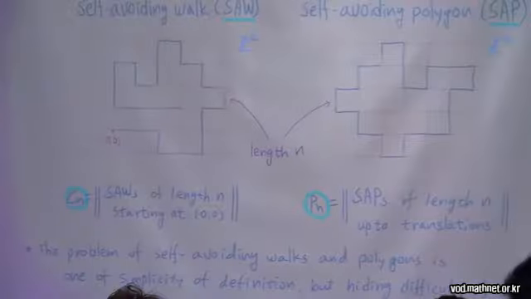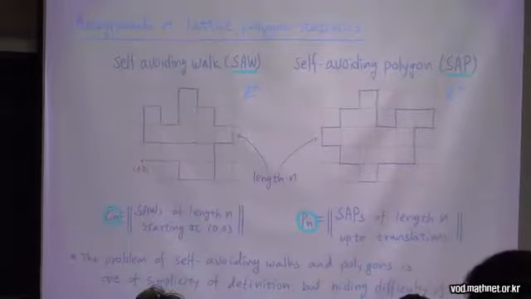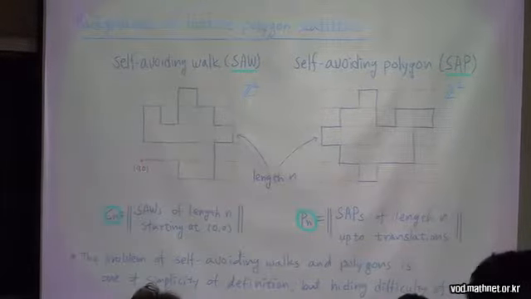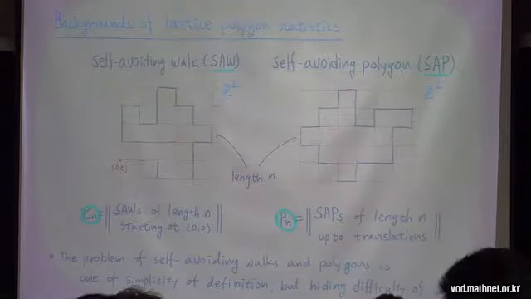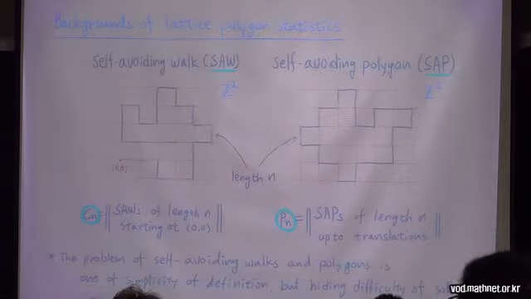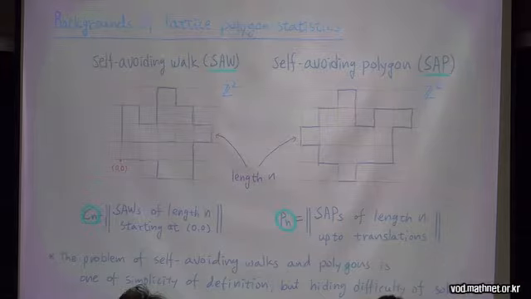Here's some background on lattice polygon statistics. Actually, I've studied this object for just a few months, so I'll just give an overview. Here we'll talk about self-avoiding walks and polygons on the planar square lattice. G2 means the planar square lattice, and we're going to think about two models: self-avoiding walks and self-avoiding polygons.